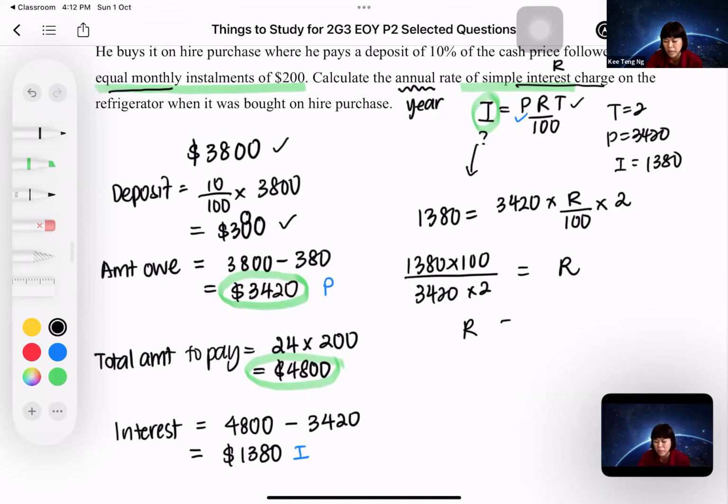Right, I got my number for my interest rate, 20.17543, and so on. Not a nice number, so I round it off to 20.2%.